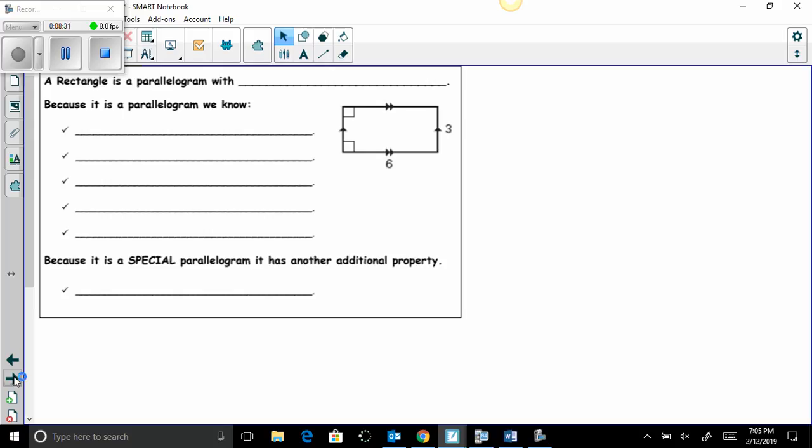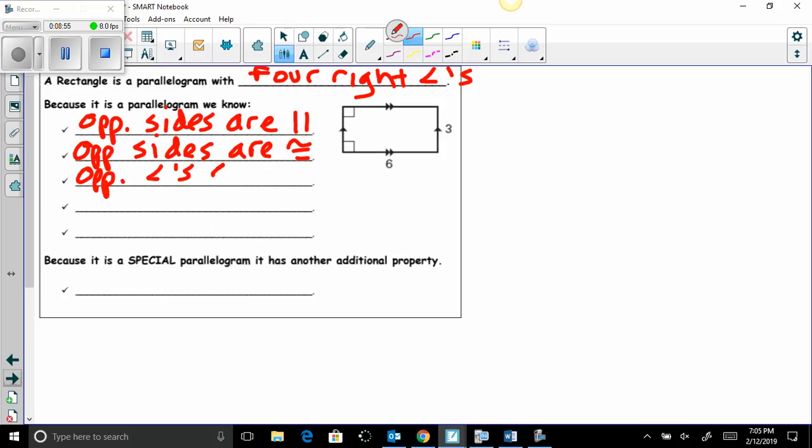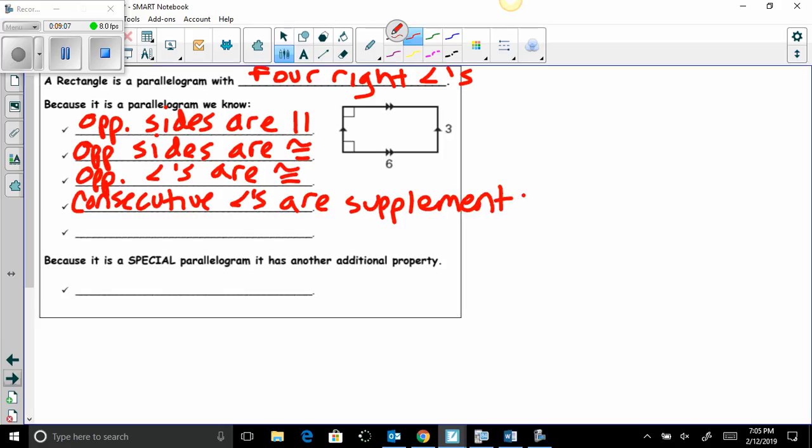All right, a rectangle is a parallelogram with 4 right angles. Because it's a parallelogram, we know that opposite sides are parallel, opposite sides are congruent, opposite angles are congruent, consecutive angles are supplementary, meaning they add up to 180 degrees, and the diagonals bisect each other.